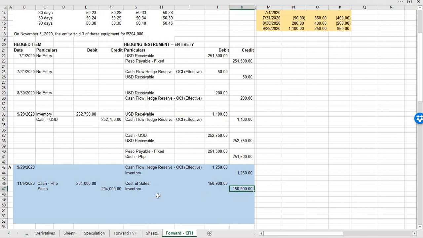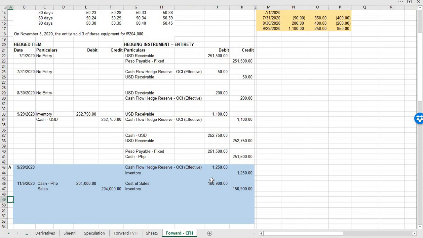So again, dito ang magiging cost of sales is 150,900 kung ang ating hedging instrument is designated in its entirety. So hindi natin in-split ang spot element from the forward element. Then now, punta tayo dun sa second option, and that is to reclassify the cash flow hedge reserve to the P&L once the hedge item affects the profit or loss.